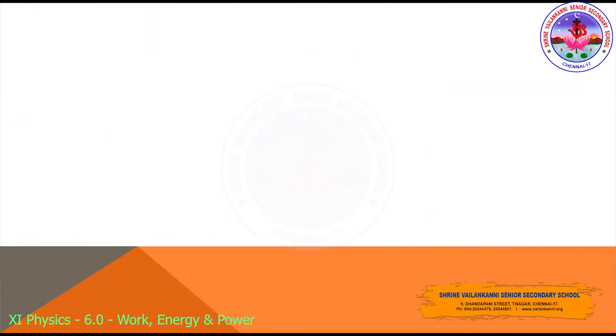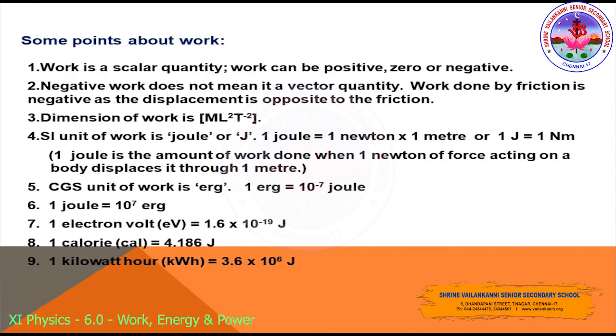Understand that. Now, some of the points we can see. Work is a scalar quantity. It has the dot product, that is W which is equal to F vector dot S vector. Is it right? W which is equal to Fs cos theta. We have seen. So work can be positive, 0, and negative. Negative work does not mean a vector quantity. The work done by friction is negative. It is in the opposite direction of the displacement. We'll see in the upcoming classes, right?